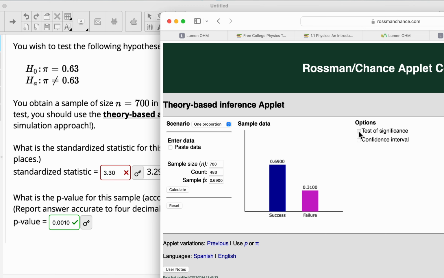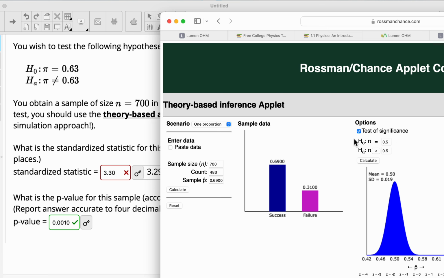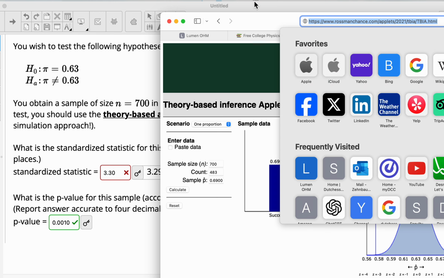I want to do a test of significance. This area here, I need to put in my null and my alternative that I have over here. So I want to put pi equals 0.63, and then I want to put 0.63, and I need to toggle through here. This sign has to equal this not equal sign. So when I toggle through, I get not equal to, and it calculates.